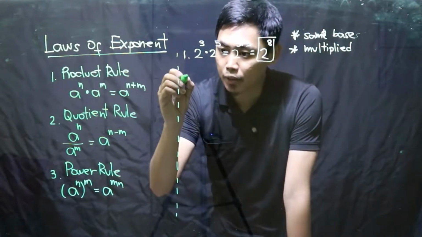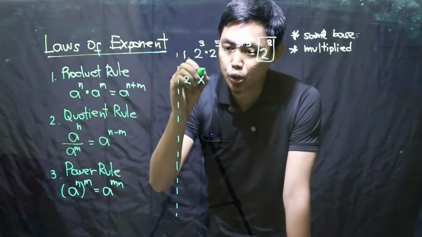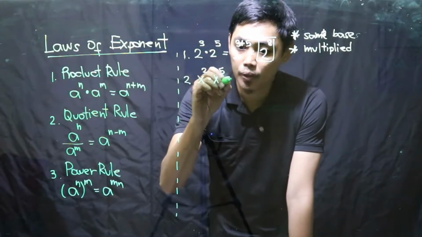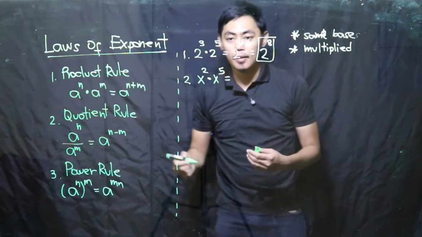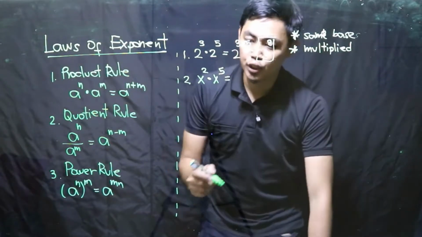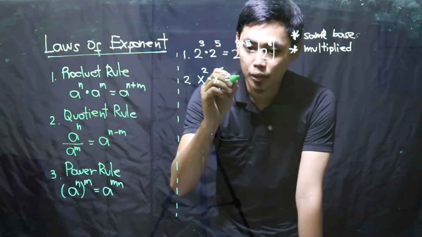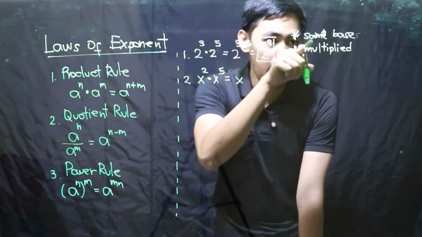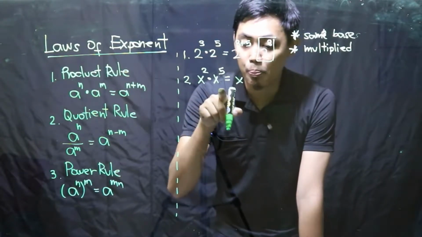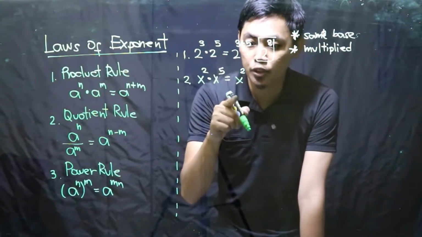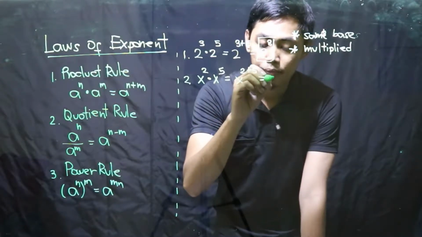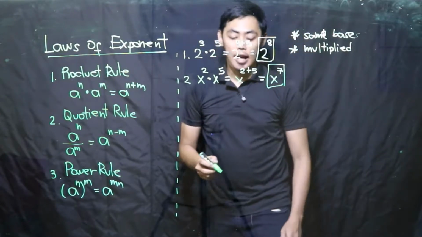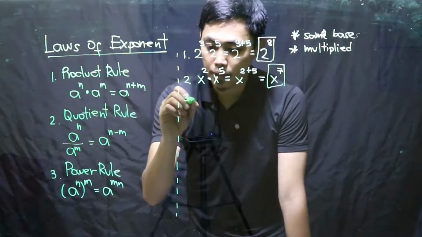Okay, so how about number 2? For example, x squared times x to the power of 5. What would be the answer? Tell me. Correct. x to the power of 7. Why is that so? Because we will need to add. They have the same base, check, and they are multiplied. So, this would become x to the power of 2 plus 5, x to the power of 7. Very good.